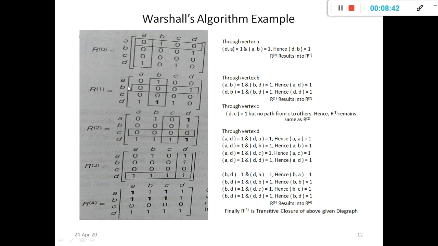Next, check what the possible paths are through the vertex B. Now you are considering the mediator vertex as B, so you have to consider the second column and second row that represent the vertex B, and identify all the possible paths through the vertex B. From A to B there is a path 1, and from B to D there is a path 1, hence there is a path from A to D equal to 1. Similarly, D to B is 1 and B to D is 1, hence there is a path from D to D equal to 1.